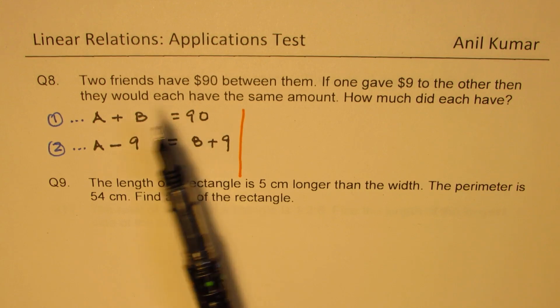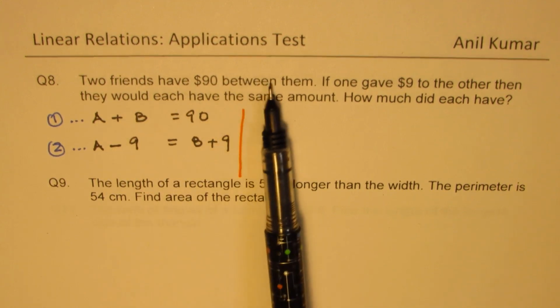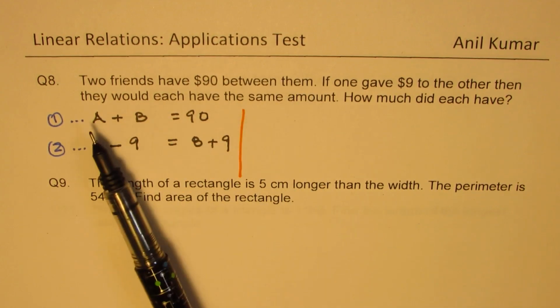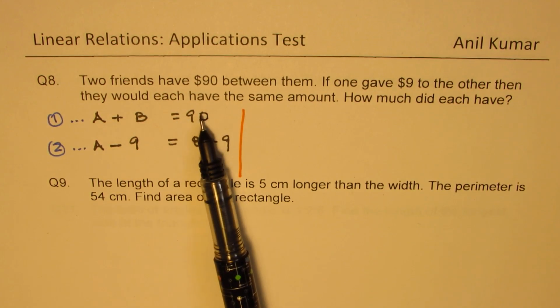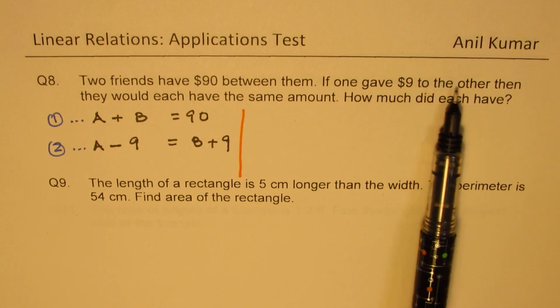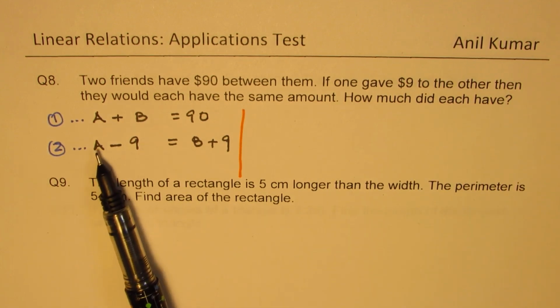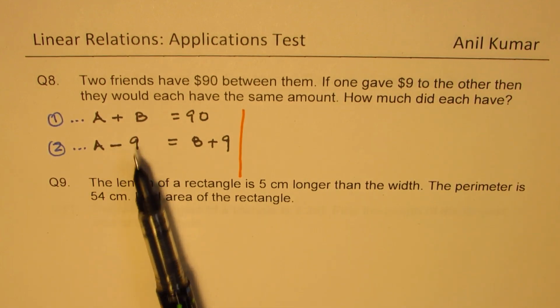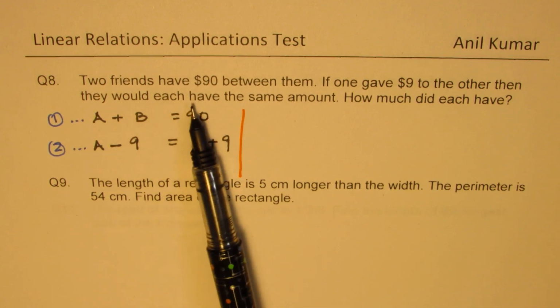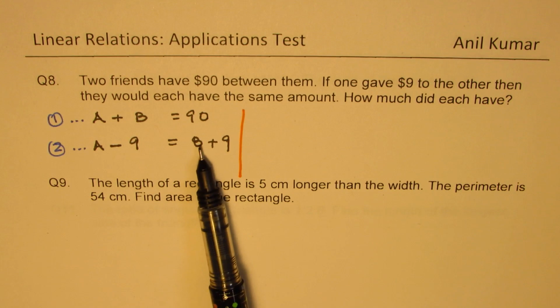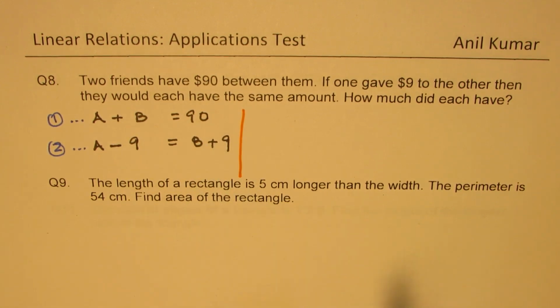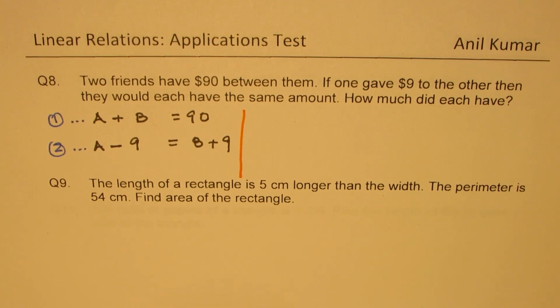Do you see that? So 2 friends have $90 between them. Complete sentence: 2 friends have $90 between them. Does it make sense to you? If one gave $9 to the other, so the expression is A minus 9, then they would each have the same amount. Complete sentence, equal to, same amount, and the other will gain. So we wrote B plus 9. Perfect. So that is how we will be working with such equations.